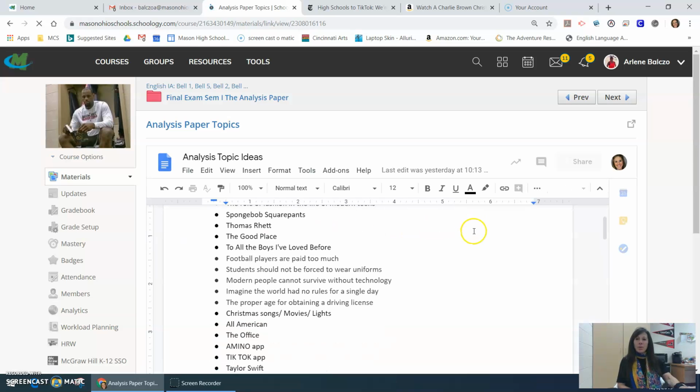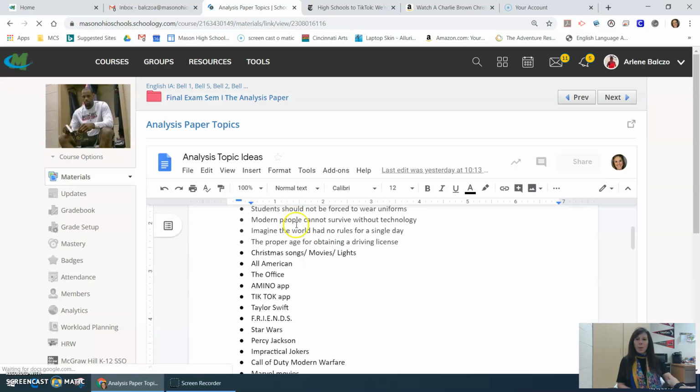So if we scroll down, you'll see there are things from SpongeBob SquarePants to Christmas songs or Christmas movies or Christmas decorations. You could do the TV show The Office and analyze why people still watch it today. One of my mentor texts in this folder is about the TikTok app. Why is it a phenomenon? Why are so many teenagers engaged in that app? And why are schools even creating clubs for students to do this TikTok videotaping or whatever it is?